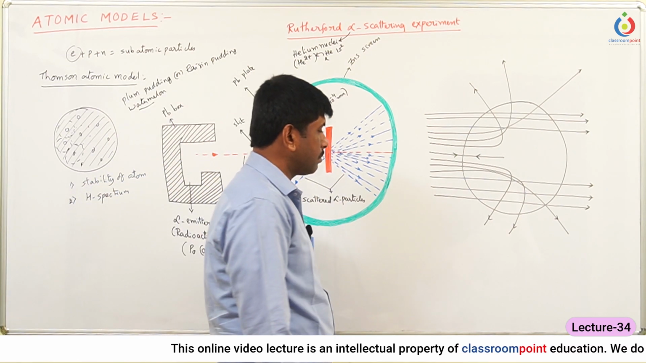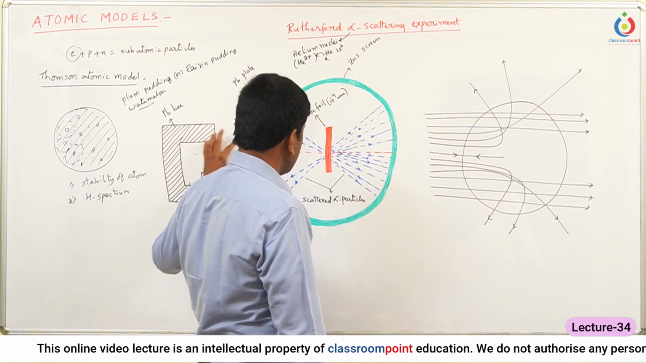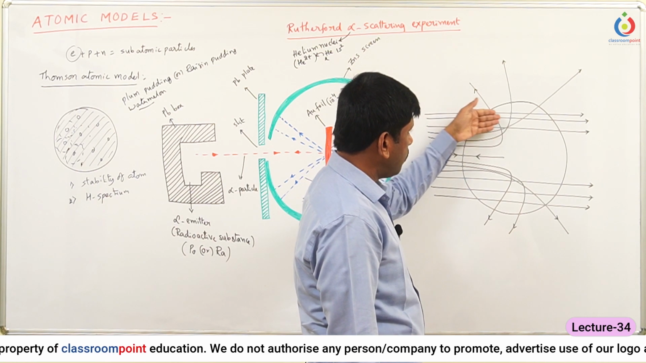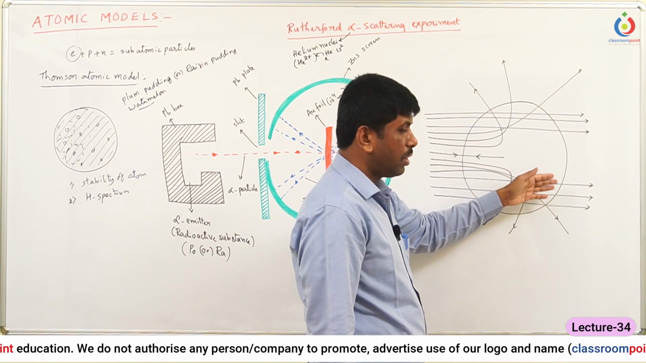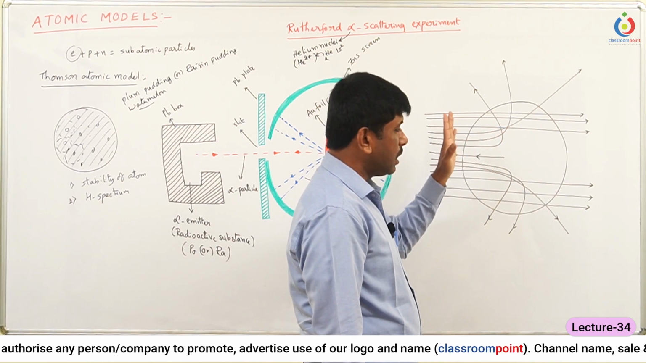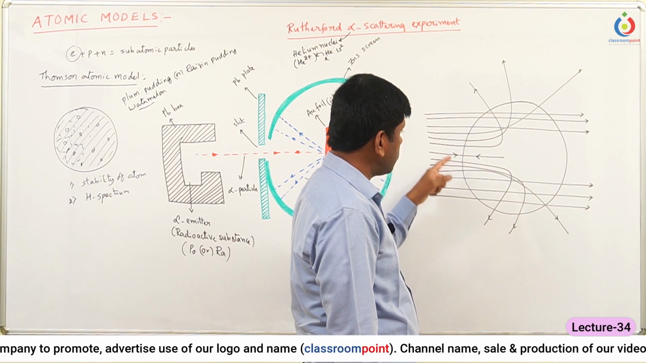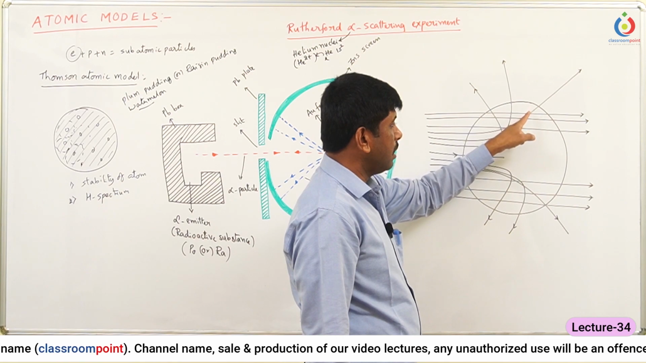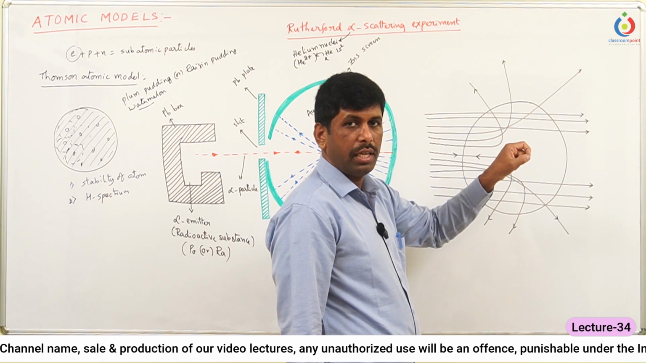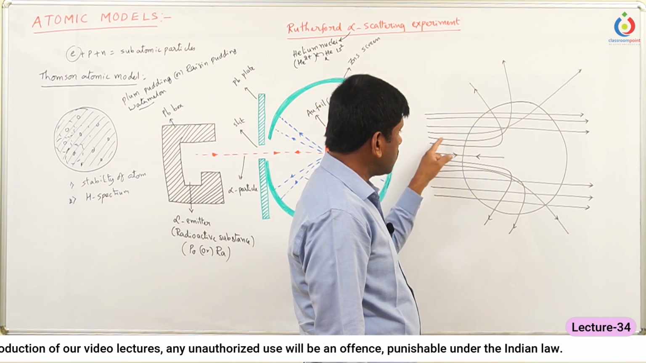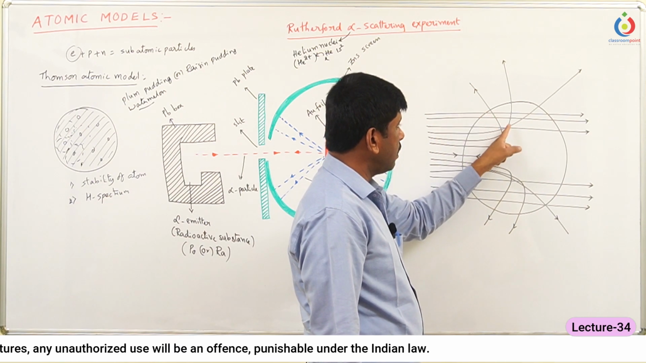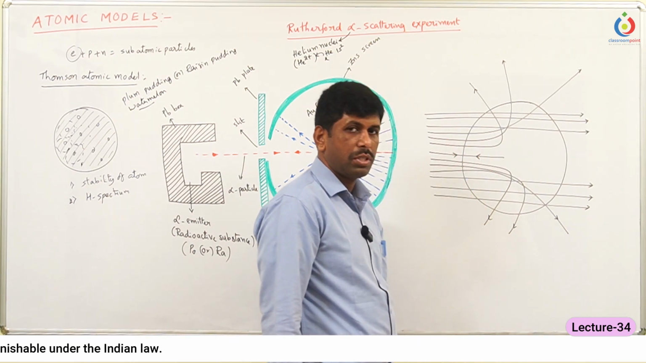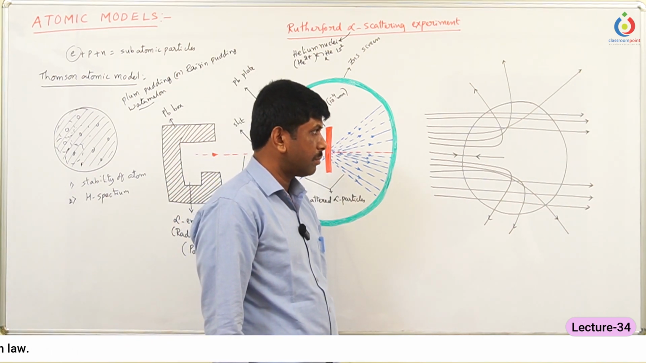Now coming to this diagram. Whenever alpha particles are allowed to hit the gold foil, Rutherford observed that most of the alpha particles passed through the atom without any deviation. That is the first observation. The second observation is that some alpha particles deviated by angles less than 90 degrees. But some alpha particles deviated by larger angles, and only one alpha particle exactly bounced back. These are the three observations.